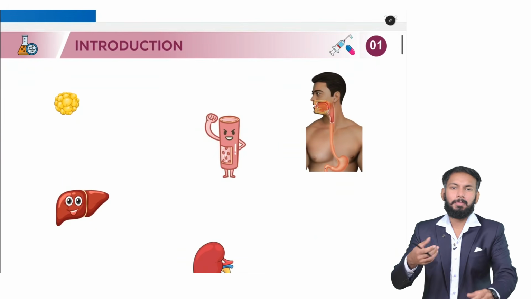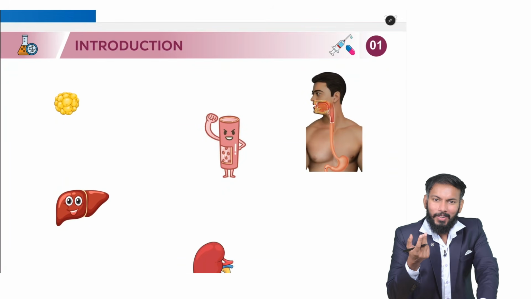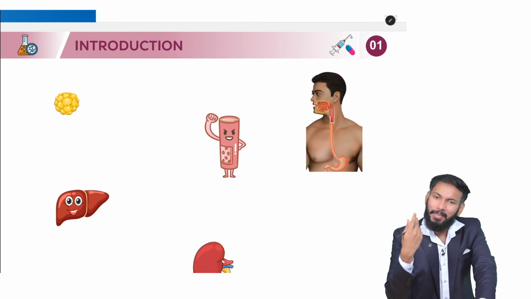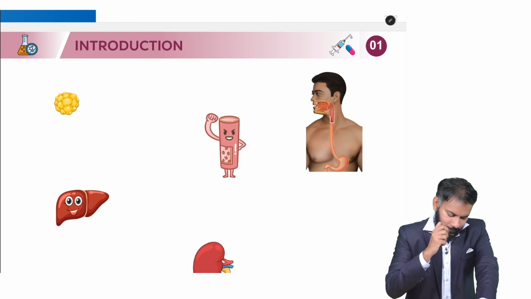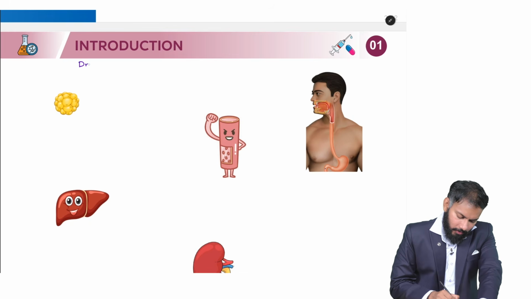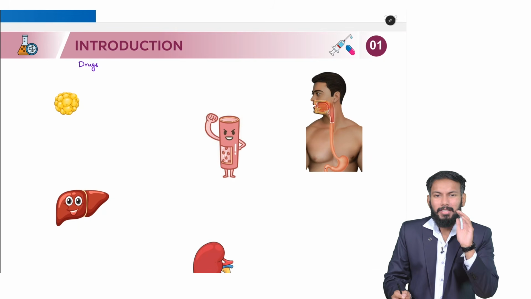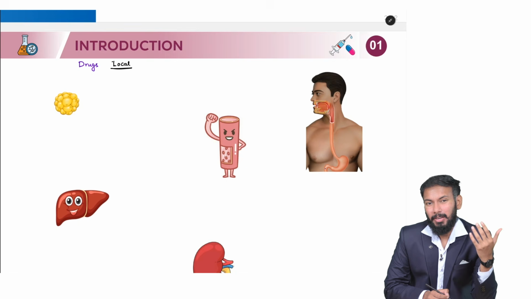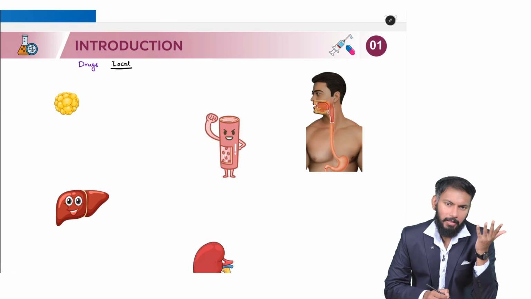Now, in the introduction part, all of you know what is pharmacology. Pharmacology is study of drugs. And what do you study in pharmacology? You study the mechanism of action, their uses, side effects, and contraindications. Now, how can you give these drugs into the body? Yes, there are two ways. One is systemic, the other one is local or topical. So, what is local way? Example, you're applying an ointment, that is local.